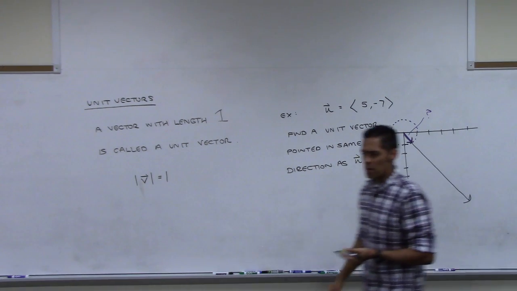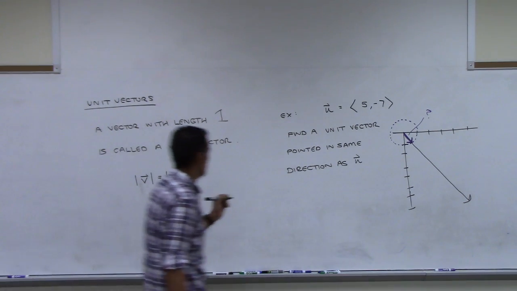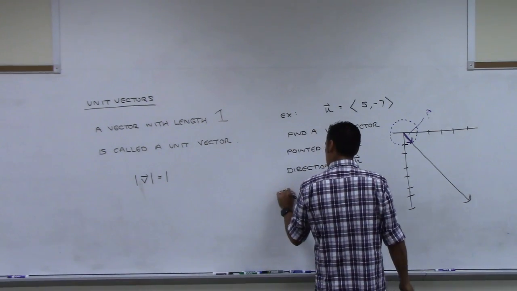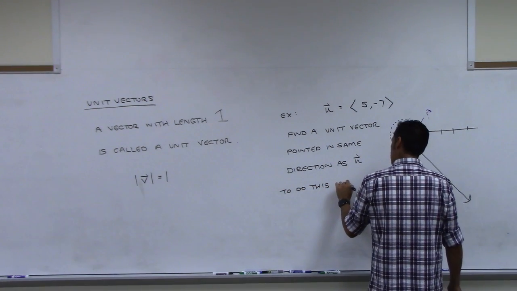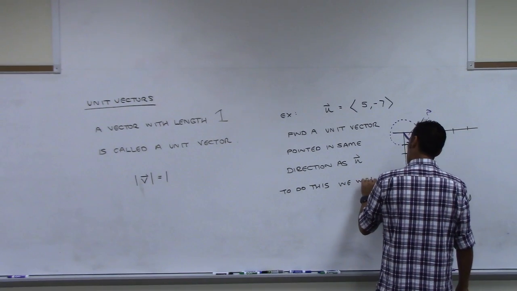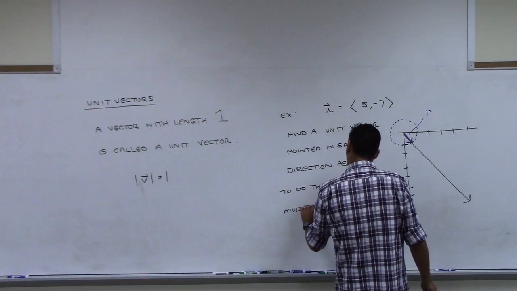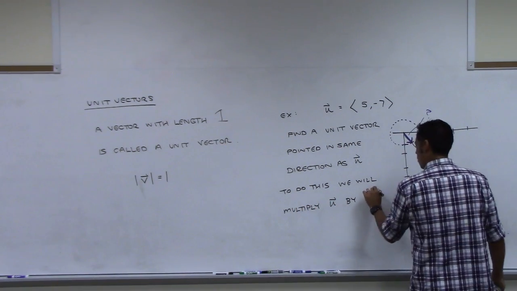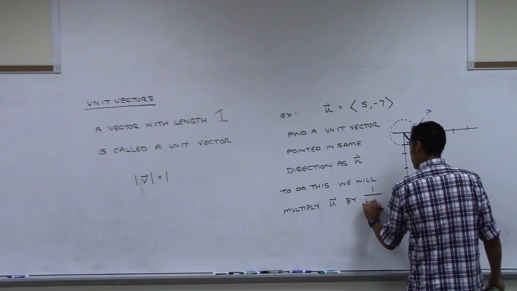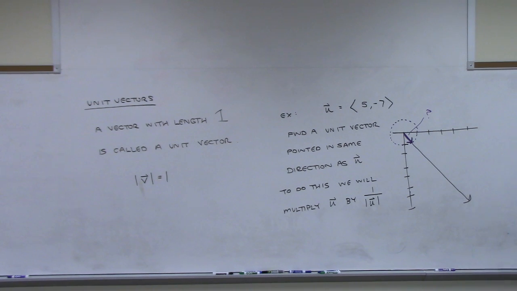Well, here's what it is. I'm going to tell you exactly the formula for it. To do this, we will multiply u by 1 over the magnitude of u. Huh, that's kind of weird. But think about that for a second.